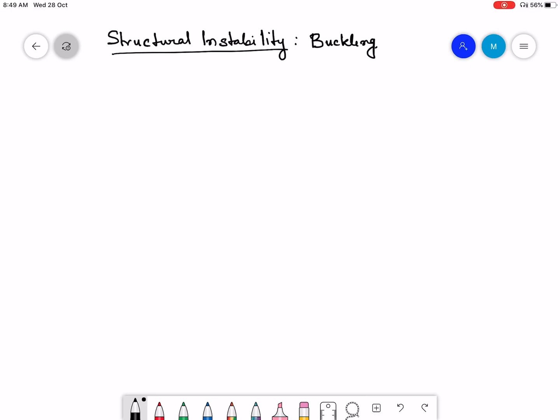So the maximum stress developed should have been less than the ultimate strength of the material. Otherwise, we had to redesign the entire configuration or entire structure to bring down the maximum stress that is developed below this allowable limit. So this is what we have done through the entire course till date. But today we are going to move into an entirely new topic, which is called structural instability.